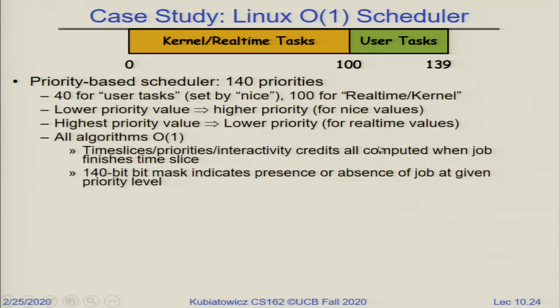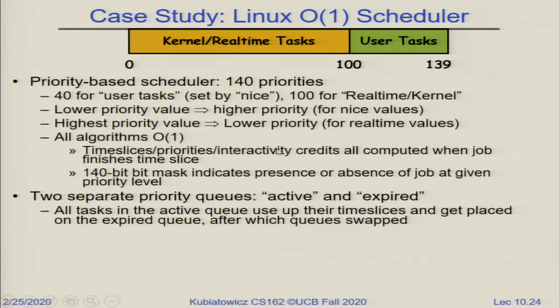This was O(1). Now, the way they did this is they actually had two scheduling queues. So this is really 140 scheduling queues up there, and they had two sets of 140. The idea was that they had the active one and the expired one. As you were running and scheduling, as soon as your time quantum expired, you got put over into the expired one. And when there were no tasks left, you'd swap them.